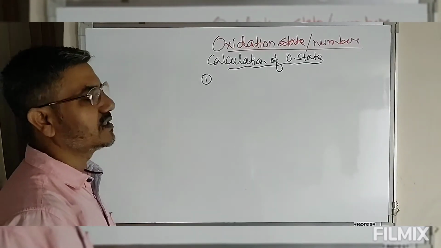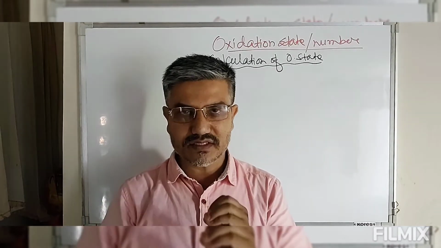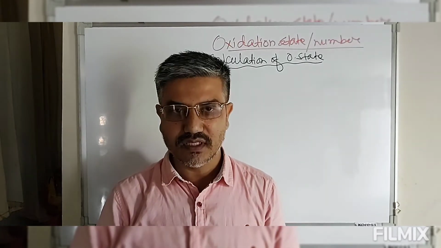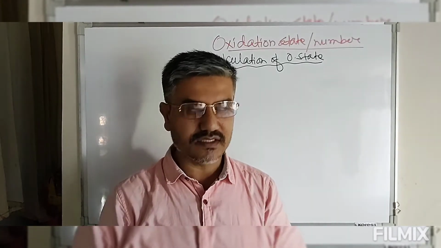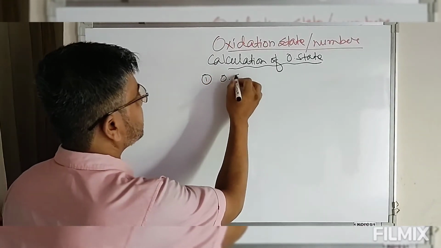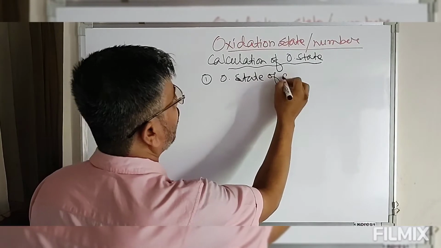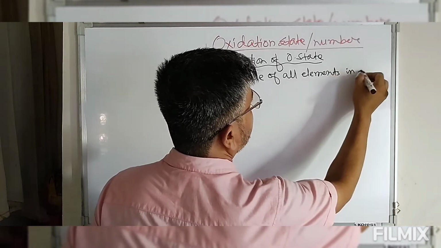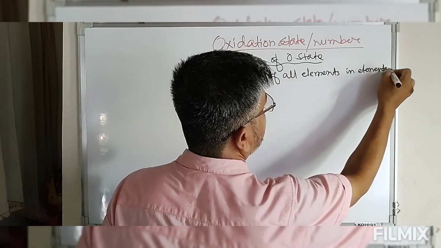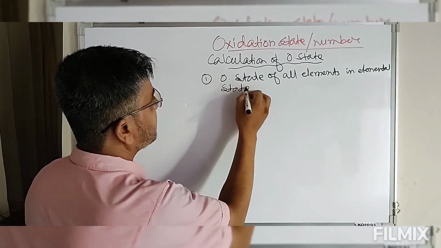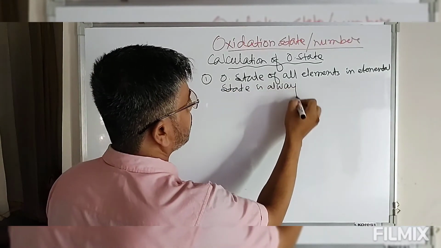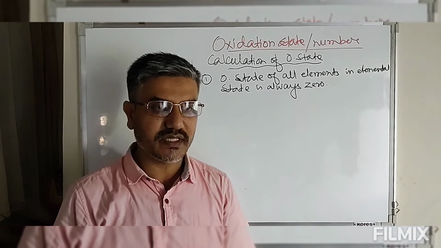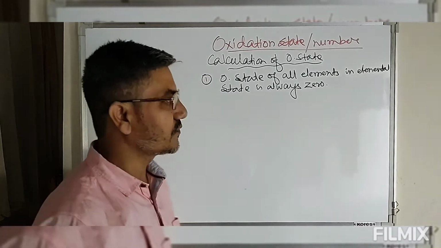Rule number one says all atoms in their elemental state, whether monoatomic, diatomic, or polyatomic, the oxidation state is always zero. So the oxidation state of all elements in their elemental state is always zero.